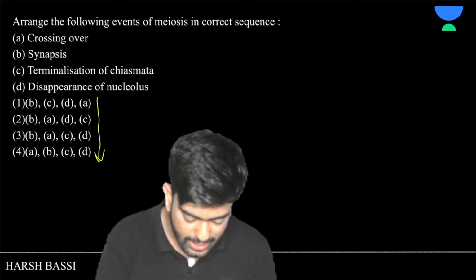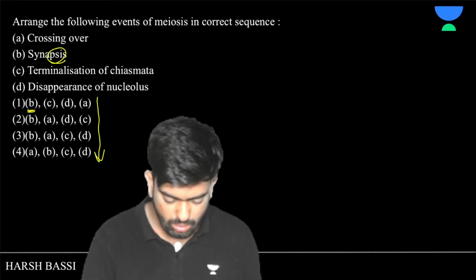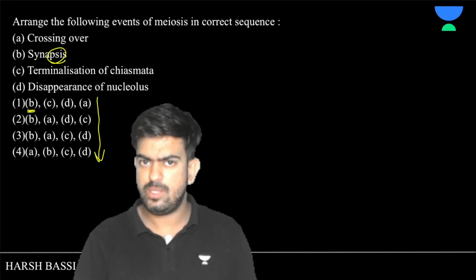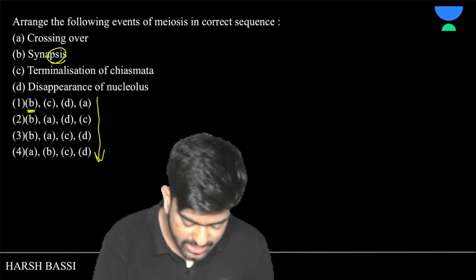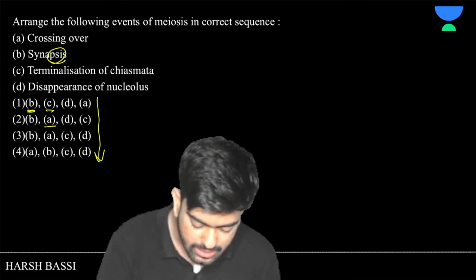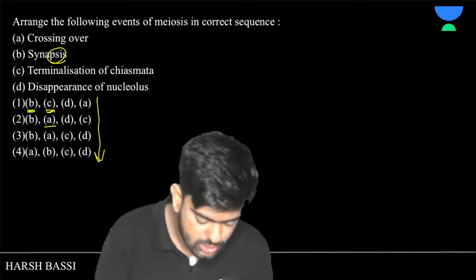Okay, sir. So option 1: B, synapsis. Does synapsis take place first? Yes, in this case synapsis is going to take place first. Okay, after that we have C, terminalization of chiasmata. No, without crossing over, chiasmata can't be formed. So this option is wrong.